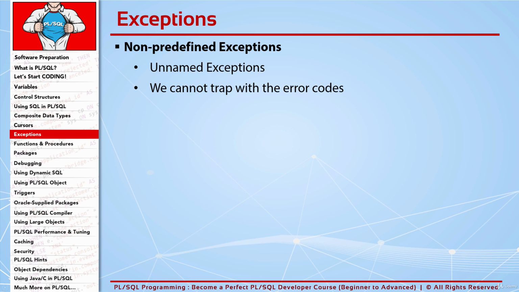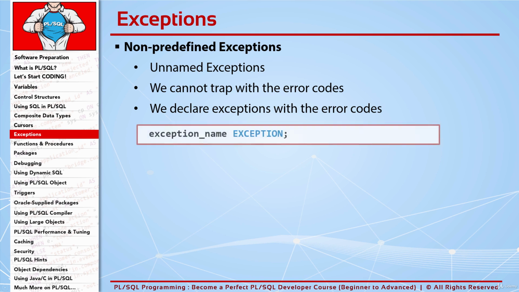And we know that we cannot trap any exception with their error codes. Actually, we can do that with the WHEN OTHERS THEN handler, but this will be too generic and not so useful. In order to do that, we declare exceptions for these error codes and handle them with the names that we specify for these error codes.